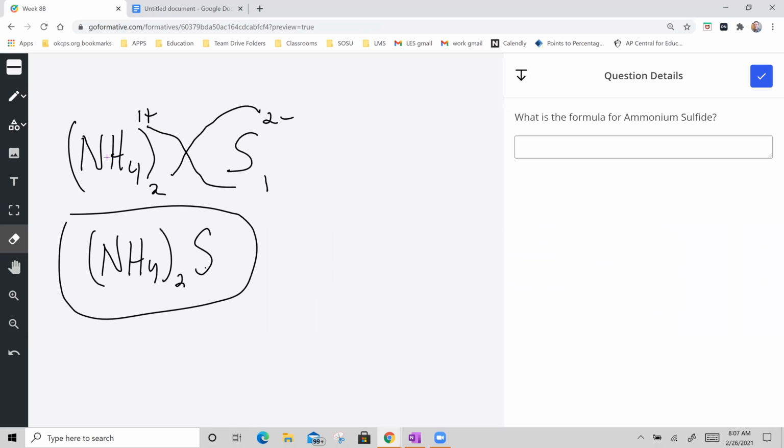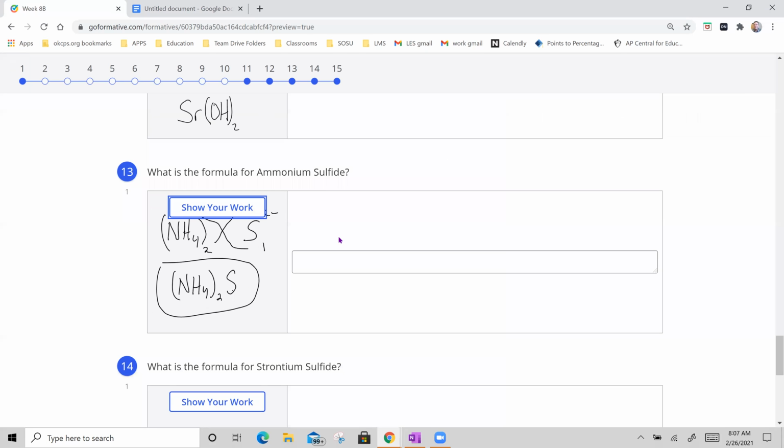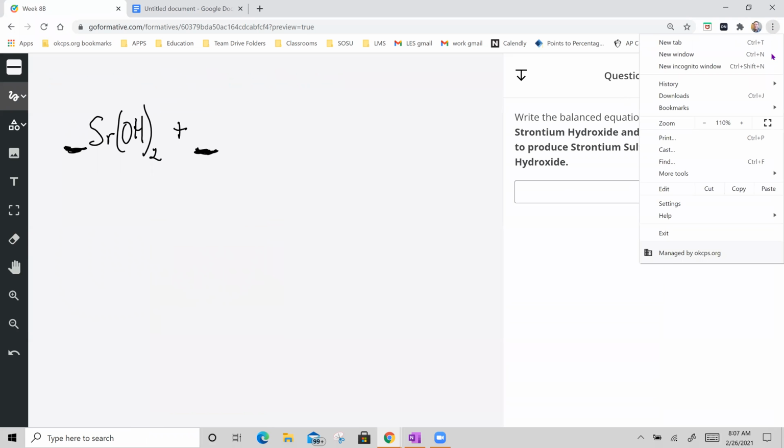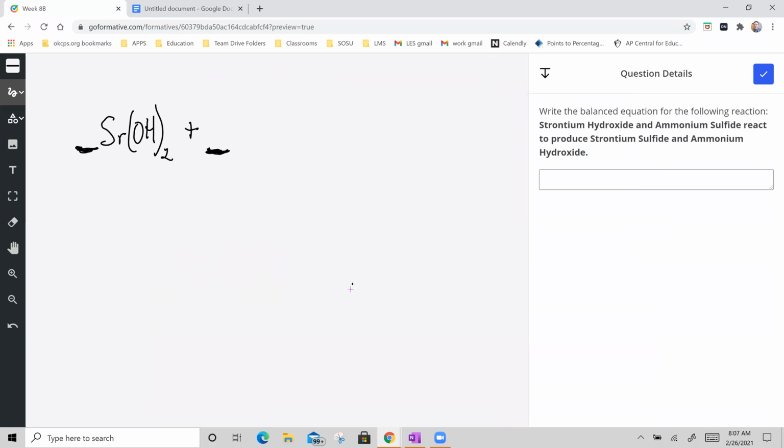So what you would do is type this in your formula, and if you get a green, then you know it's good. And we happen to get a green, so we know it's good. So now we're going to go back to our equation, and let's plug this in. So we're going to have ammonium sulfide. We said that was (NH4)2S. All right, and then the next thing we see is that we react to produce. What do we use when we see react to produce? Y'all remember that? What do we use?